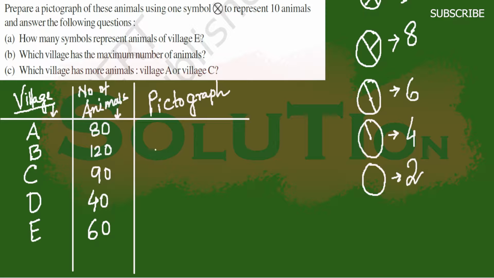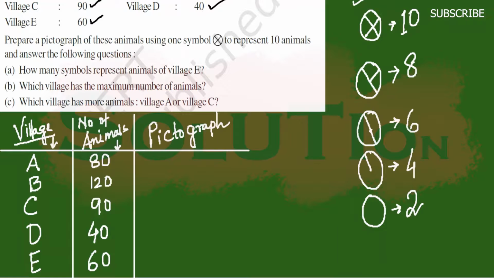Now let us draw the pictograph for 80. Because one symbol represents 10, for 80 I have to use the symbol 8 times, because in 80 we have 8 tens. So 10 plus 10 plus 10, like this, 8 times we have to add. And if we add 8 times, then we'll get 80, right?